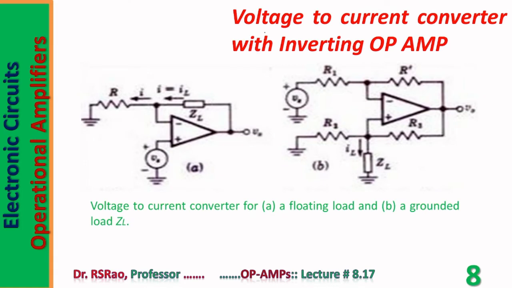The op amp in inverting mode can be used as a voltage to current converter. The circuit is shown in A, and also in B with a slight modification. In A, the load is a floating load. In B, the load is a grounded load. The load is ZL. It is grounded in B. That's why it is a grounded load circuit. In A, here is ZL. It is floating. So these two circuits are meant for converting voltage into current.